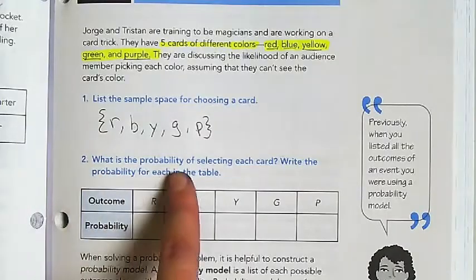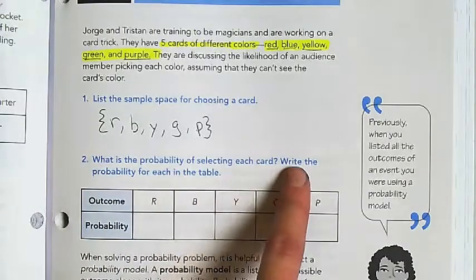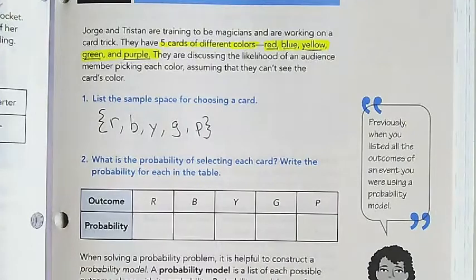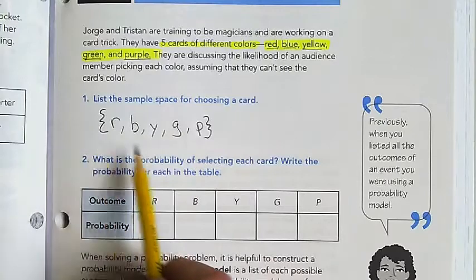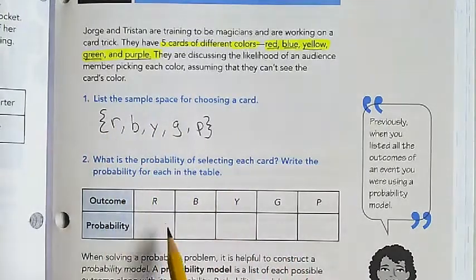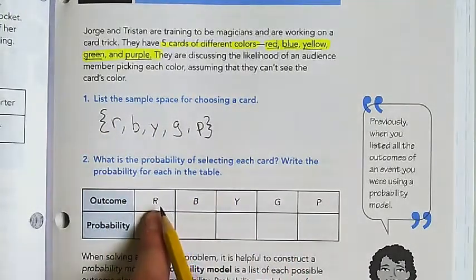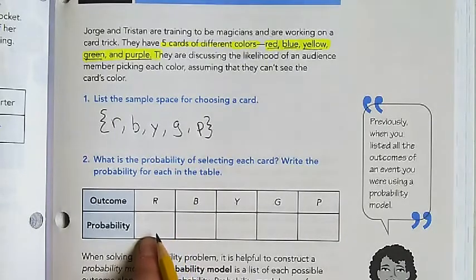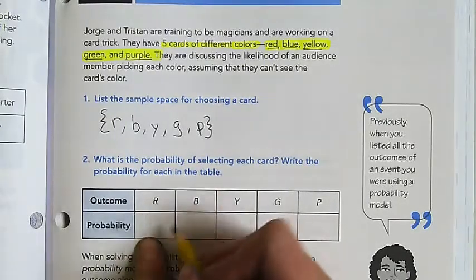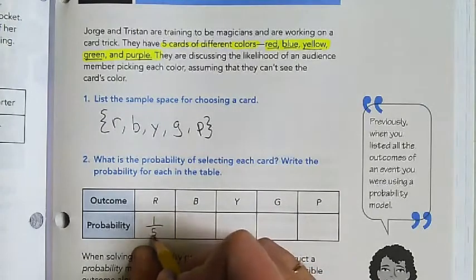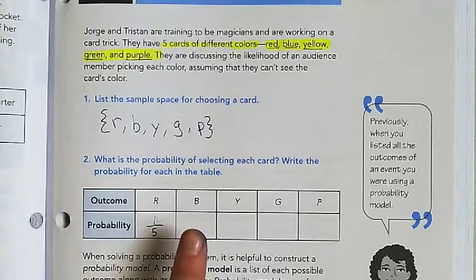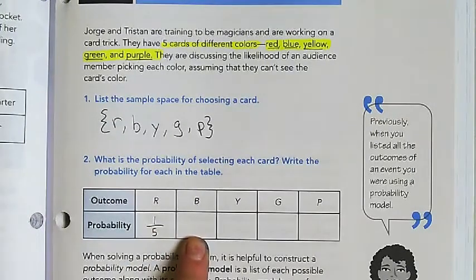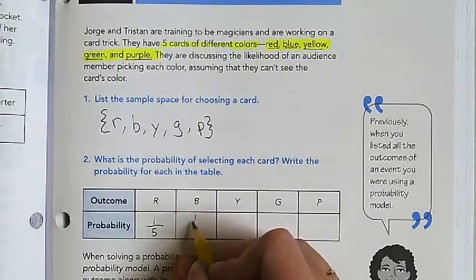Number 2, what's the probability of selecting each card? Write the probability for each in the table. So here's our sample space. What would the probability be of picking a red card? 1 out of 5, 1/5, because there's one red card out of 5 total cards. What's the probability of getting a blue card? 1 out of 5.